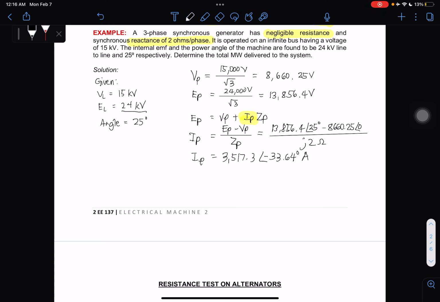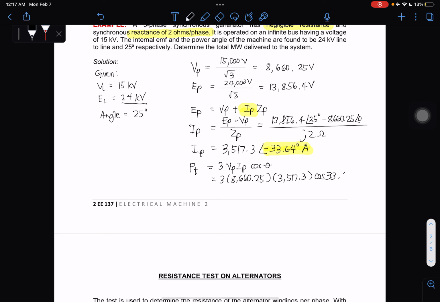So, to solve for the total megawatts, for 3 phase, the total power is equal to 3 VP IP cosine theta. That is the formula for power in 3 phase. So you have 3, our VP is 8,660.25, our IP is 3,517.3, with cosine theta of 33.64 degrees, which we solved earlier.